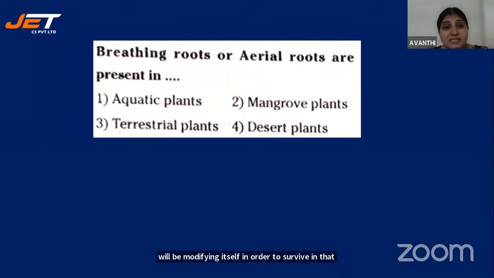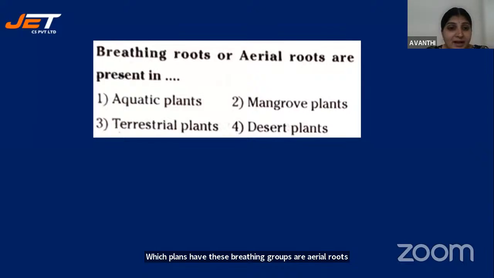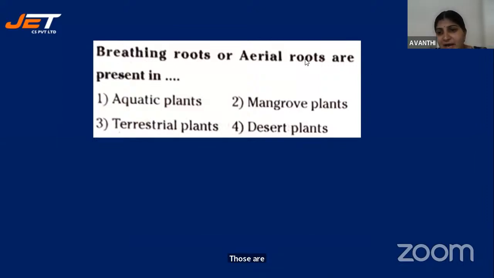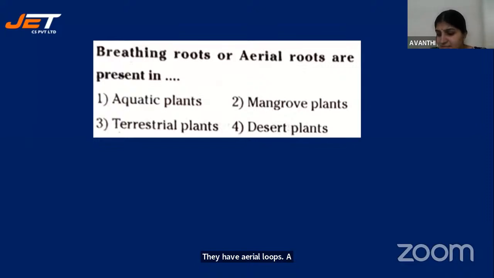So which plants have these breathing roots or aerial roots? Very important question, children, from the lesson. Aquatic plants, mangrove plants, terrestrial plants, and desert plants. What's the answer? Yes, good. Option 2. Yes, most of you have given the correct answer. Very good. Ashwin, Maunika, Preetika. Yes, Pavan Sai, Gayatri, Nikhil, Swati. Very good, children. Those are mangroves. Mangrove trees or mangrove plants will be having breathing roots. They have aerial roots. Okay. So it is mangroves. Next.